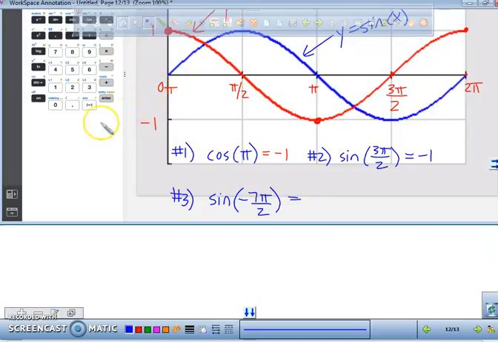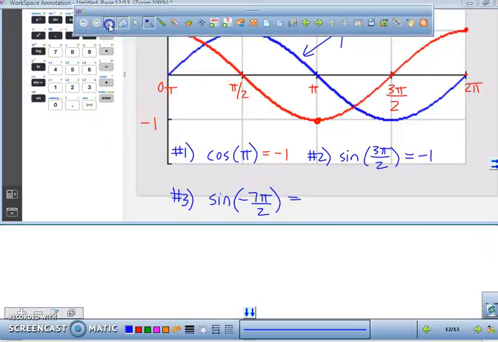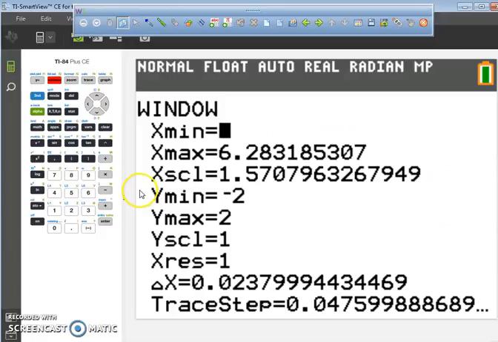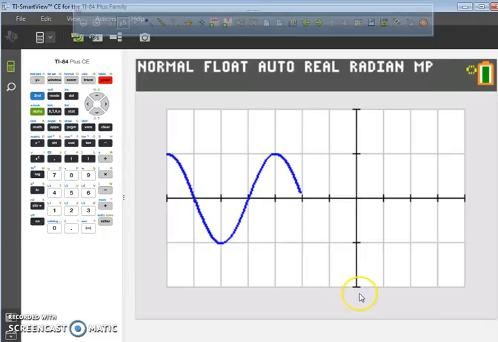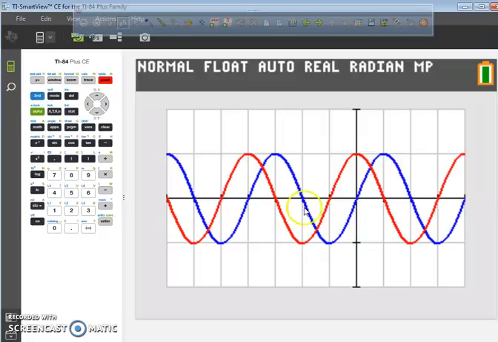Okay? So by the way, how about this? What if we did this? What if I changed my window? What if I put my x minimum at negative 7 pi divided by 2? What if I did that? Let's hit the graph button. Here we go. Kind of changed our graph.